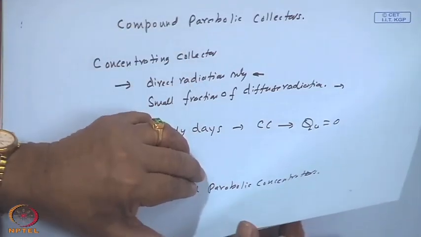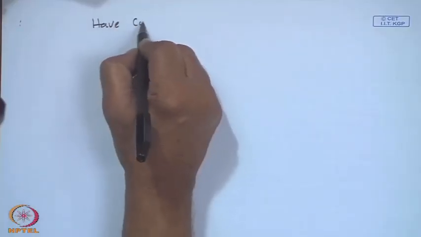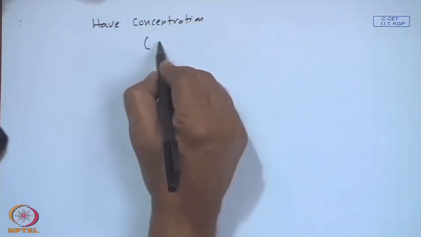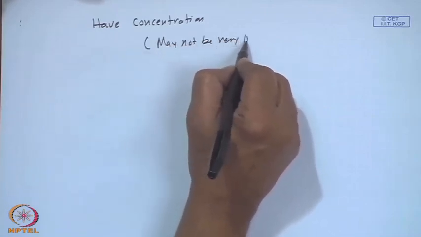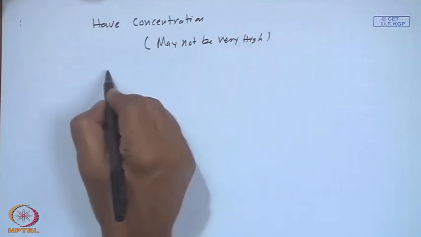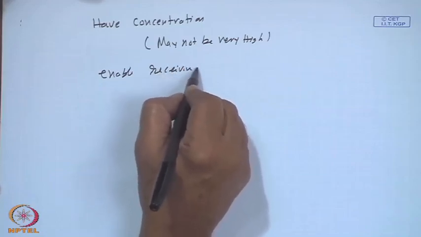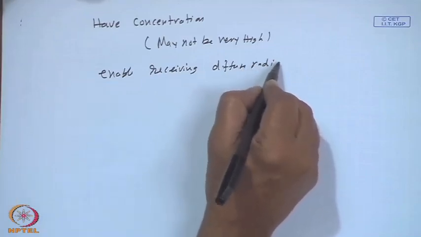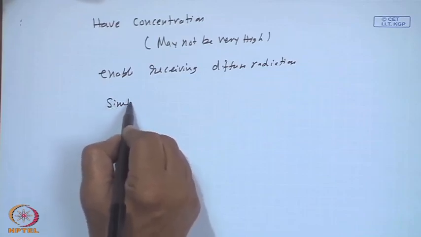The whole idea is to have a concentration that may not be very high, but enable receiving diffuse radiation and simple tracking.